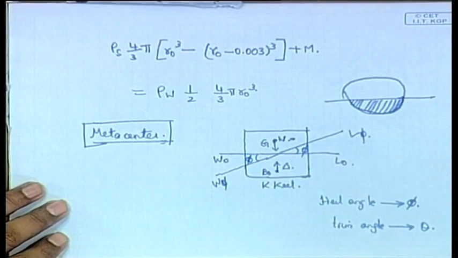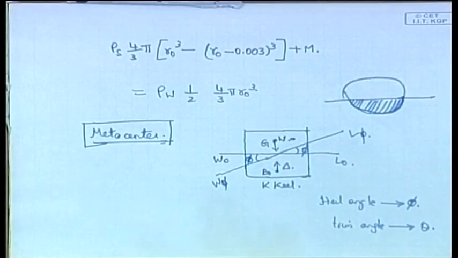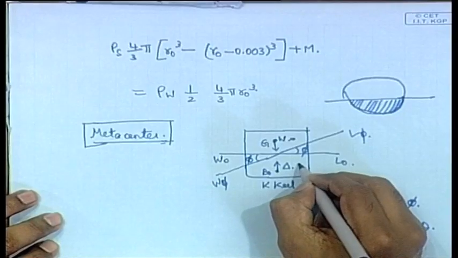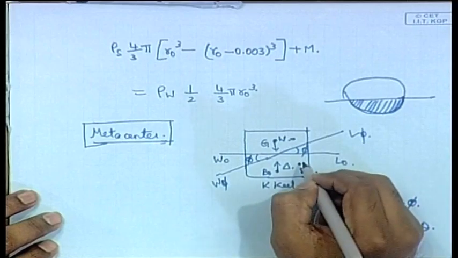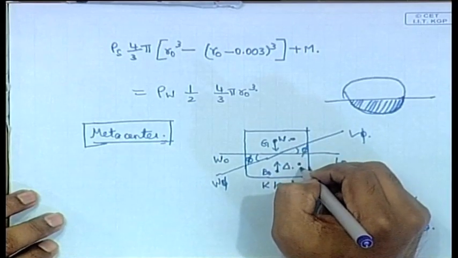Now because of this heeling, more volume has come on one side, less volume on the other side, as a result B will shift. The center of buoyancy has to shift, because where there is more volume, it will shift to that side. Let us say that B has shifted to this point B phi. Now suppose I draw a vertical along this B.